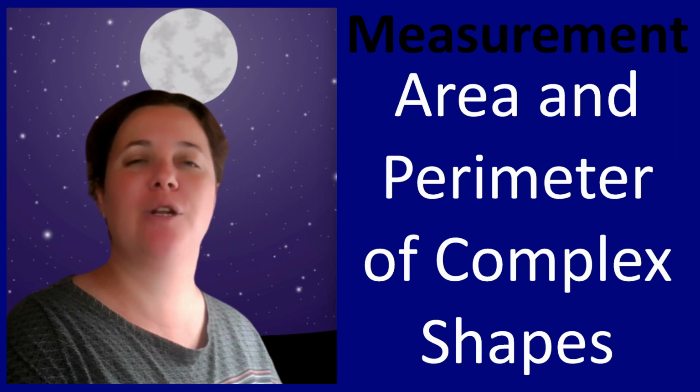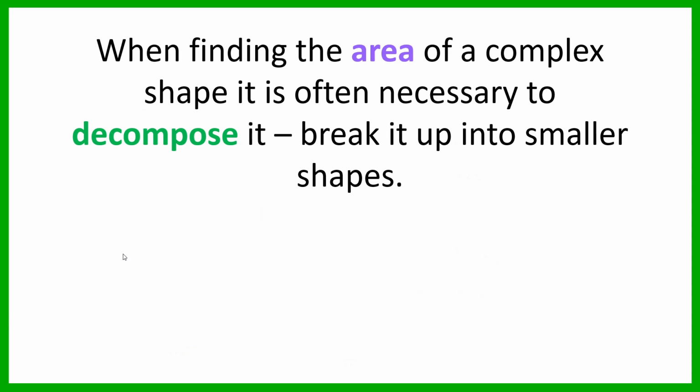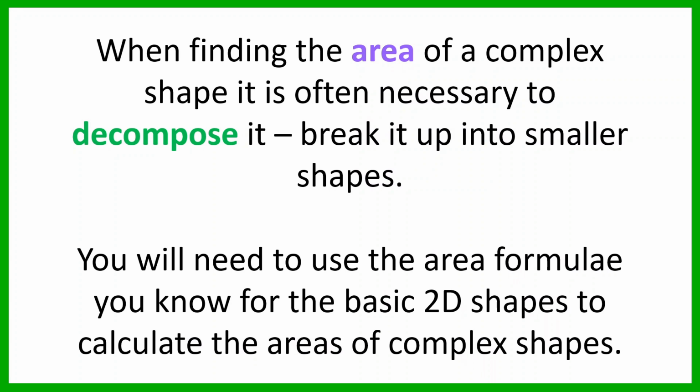Hi, today we're going to be learning about the area and perimeter of complex shapes. When finding the area of a complex shape, it is often necessary to decompose it. That means to break it up into smaller shapes. And then once you've broken it up into smaller shapes, you're going to use the area formulae for the basic 2D shapes that you already know to calculate the area of the complex shape.